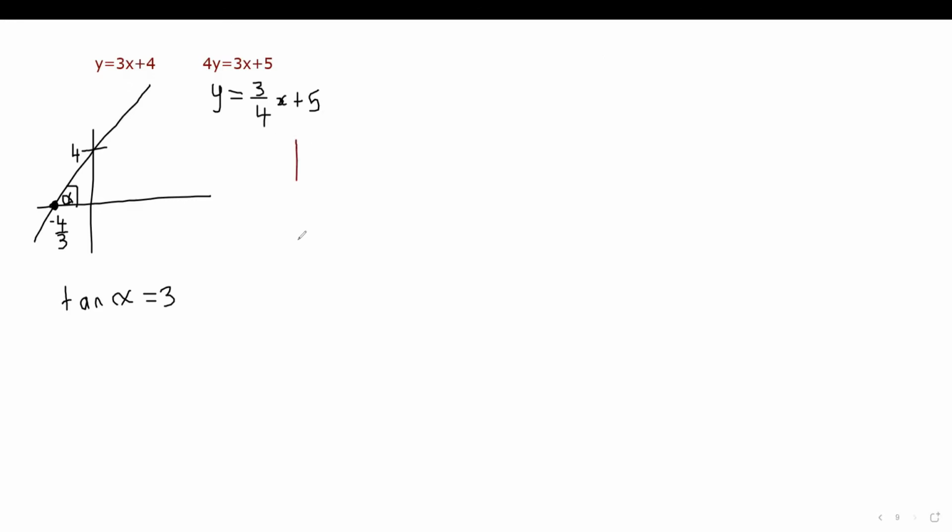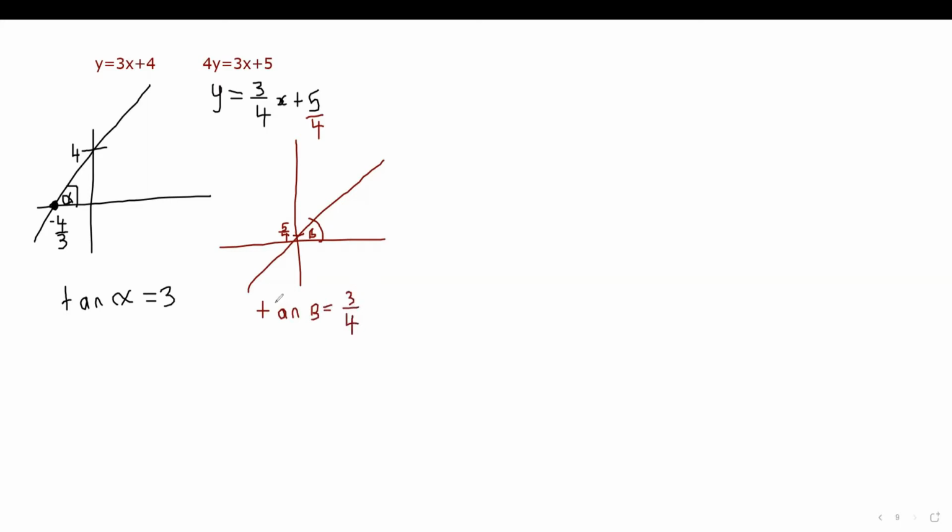Now, if you want this one now, this one passes through 5 over 4. And this has a gradient of 3 over 4. So it's not that steep. So it looks something like this. And it passes through this point right here, 5 over 4. So that means that this one has an angle of the gradient right here. So this is beta. And so what that means is that the tan of beta is 3 over 4.